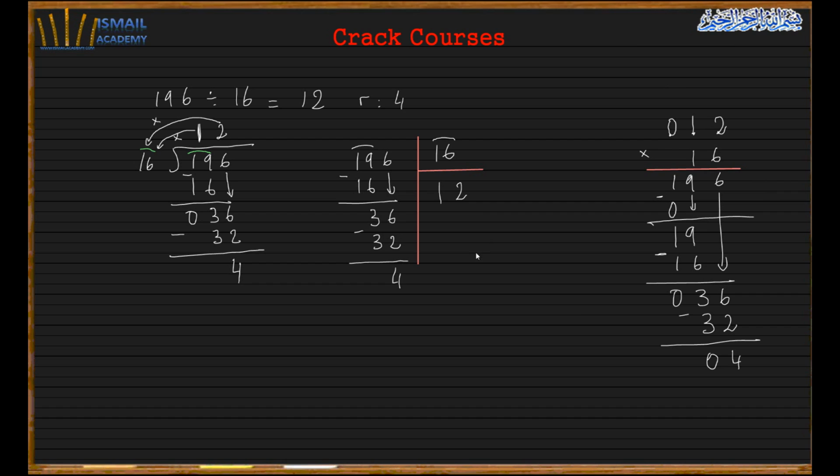And if they ask you to write this down in Euclidean form, we just put 196 equal, remember, the quotient times the divisor, so it's going to be 12 times 16 plus the remainder, plus 4. So this is the Euclidean representation of this division. If they ask you to write this down in Euclidean form, this is how you should write it down.